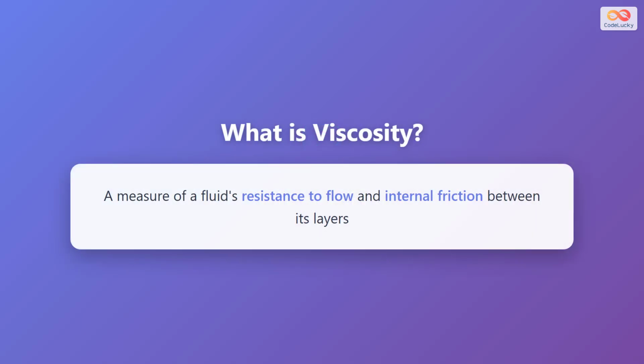Viscosity is a measure of a fluid's resistance to flow and internal friction between its layers. When a fluid flows, its different layers slide past one another. The friction between these layers creates resistance, and this resistance is what we call viscosity. Think of it as the fluid's thickness or stickiness. Fluids with high viscosity have strong intermolecular forces that create a lot of internal friction, making them resist motion. On the other hand, fluids with low viscosity flow easily because their molecular structure results in very little friction.